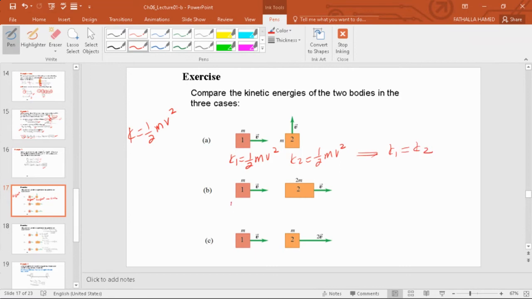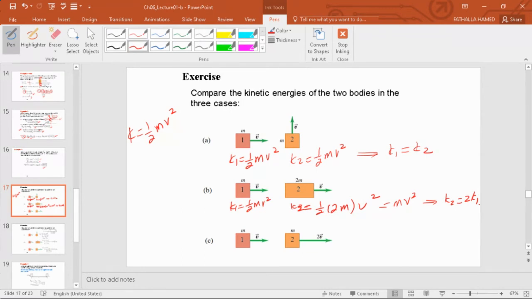In the second case, K1 will equal 1/2 mv squared, but K2 will equal 1/2 times 2m v squared, which will give you mv squared. So you can say that K2 equals 2K1. Twice. You double the mass, keep the speed the same, you'll double your kinetic energy.